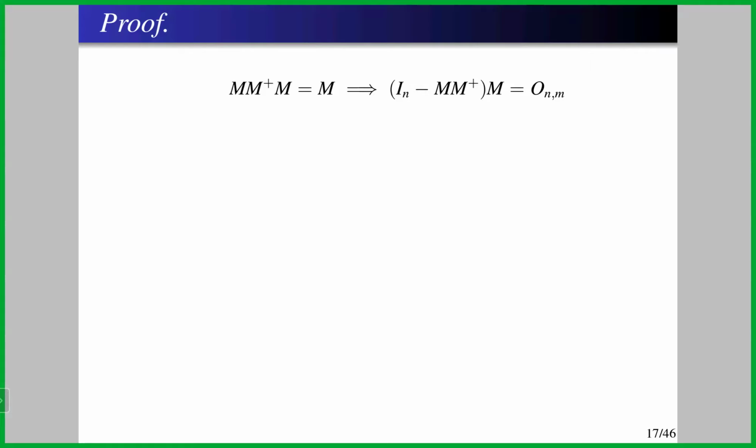Suppose x1, x2, ..., xn is a row of this identity minus M plus. If you multiply that row with M, you get a 0 vector. Remember that each column of M has exactly two ones, and everything else is 0. These 2 ones correspond to an edge. So if you have an edge ij, then xi plus xj would be 0. And this is true for all edges ij.